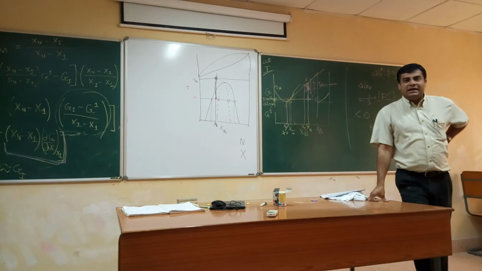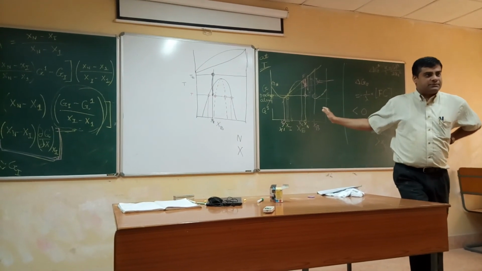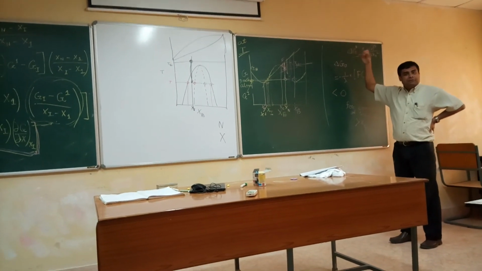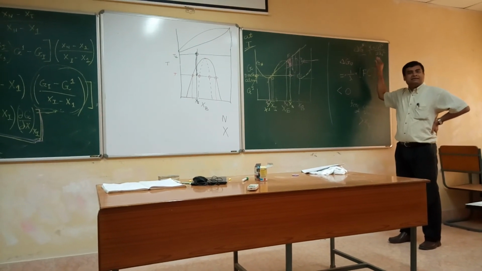So Baker, what he did is he used these concepts, but used the same classical nucleation theory to find out delta G star and R star.